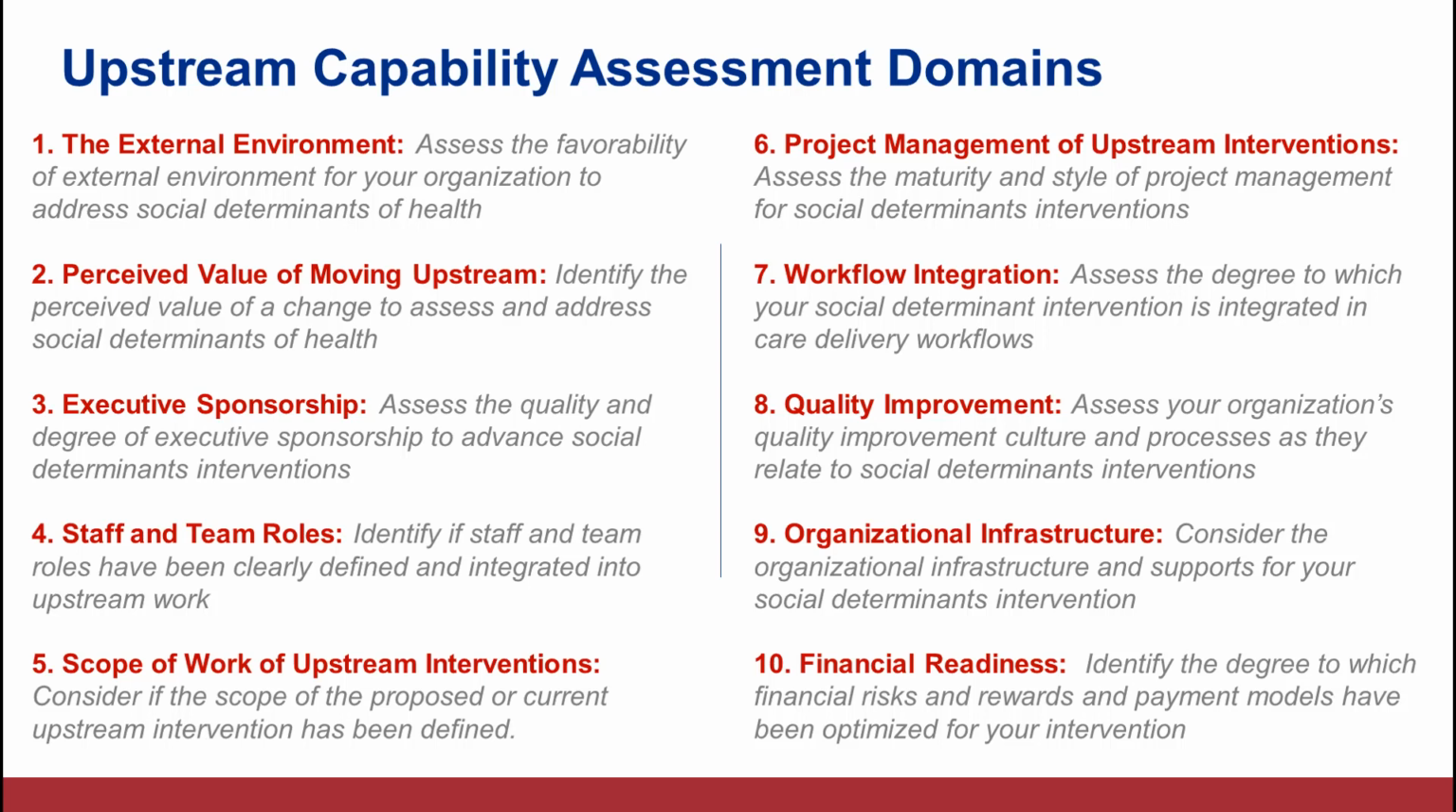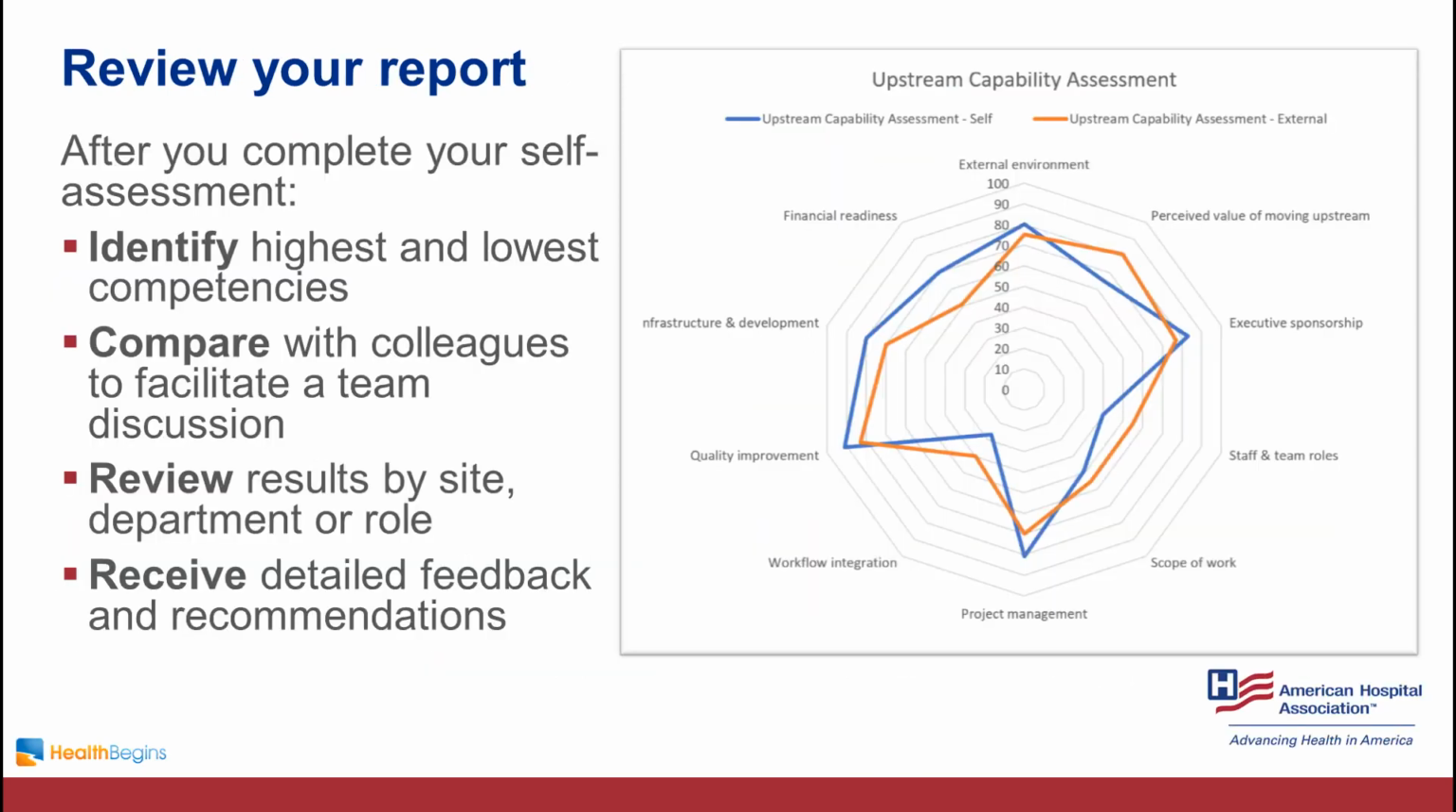Everything from the external environment. So do you have identified community partners at the ready? What is the value of this work within your organization? Do you have executive sponsorship on board? Are staff and team roles clearly defined? And then also, what are your project management or quality improvement capabilities like? How financially ready is your organization? And as you look at these on the screen here, think about where you perceive your organization to be at. And what you'll see emerge is your areas of strength and your areas of opportunity.